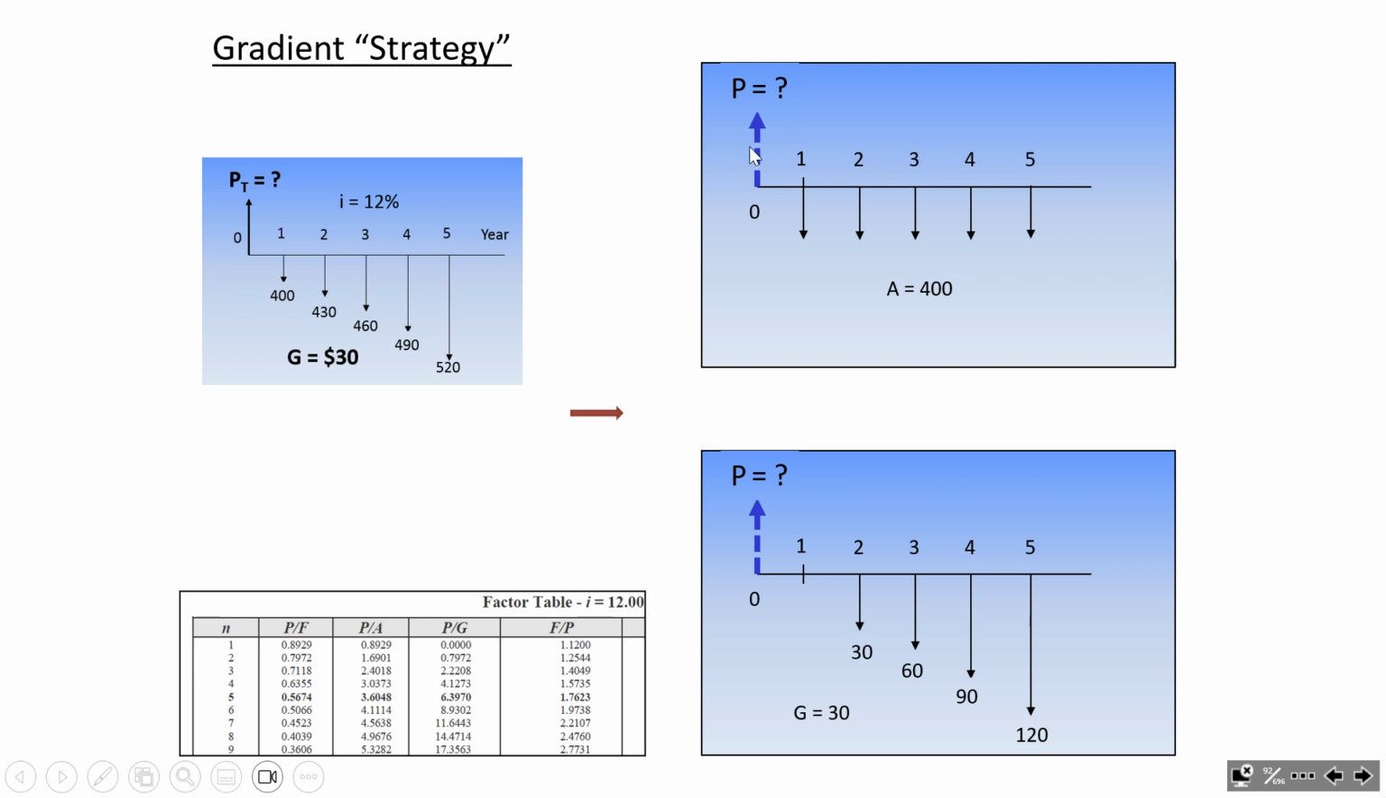I'll just remind you that with the annual series, there's nothing in year 0, and then you see the first annual series amount in year 1. Whereas for a gradient, there is nothing in year 1. So it's 0G, 1G, 2G, 3G, and so on. All right, so strategy: you just have to see a complicated cash flow diagram and think about what steps you're going to take.